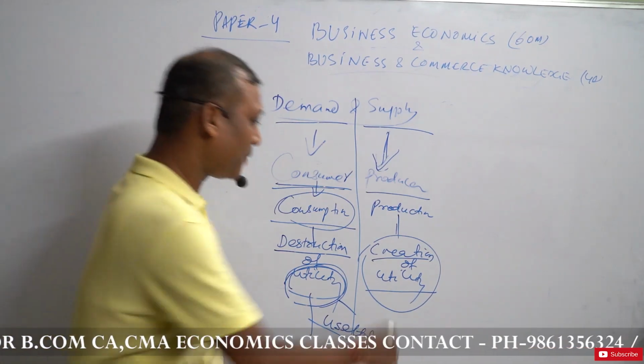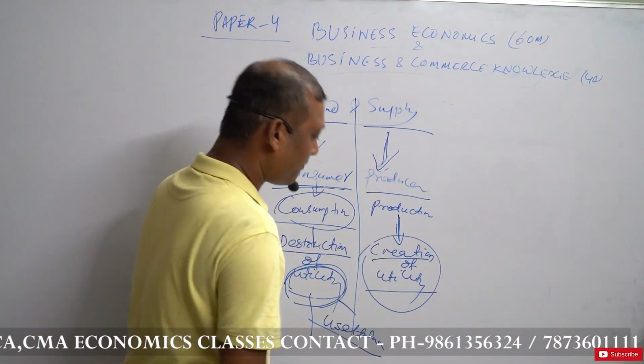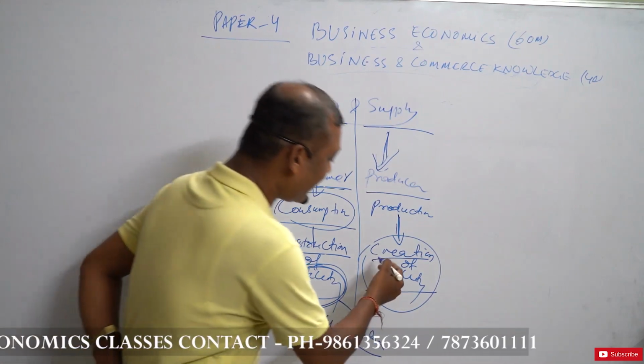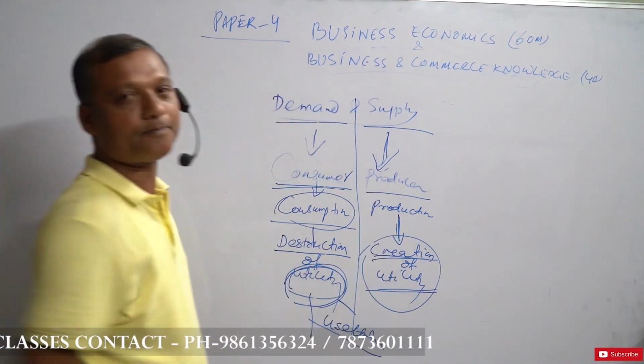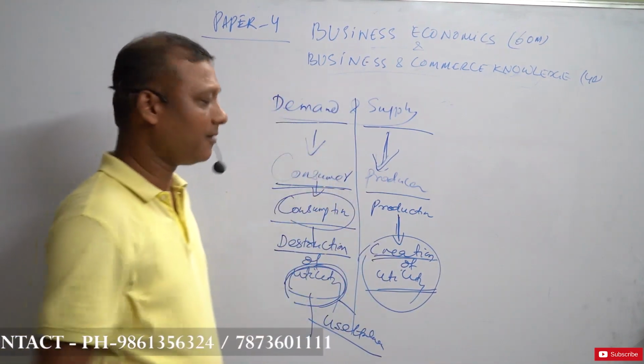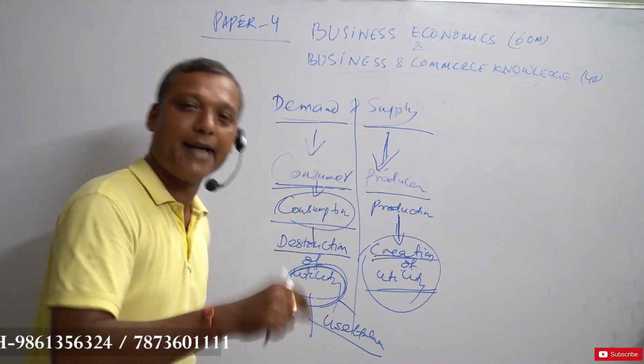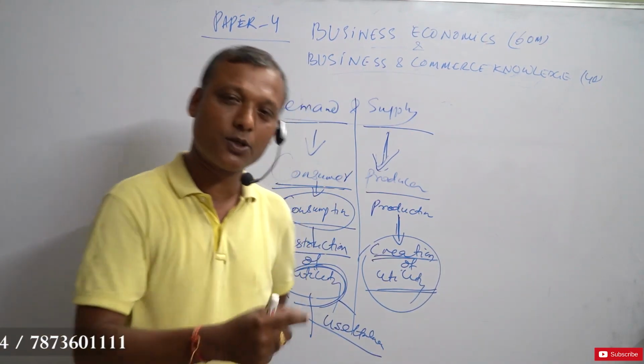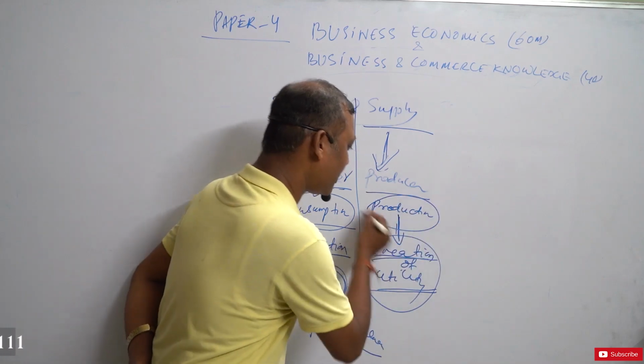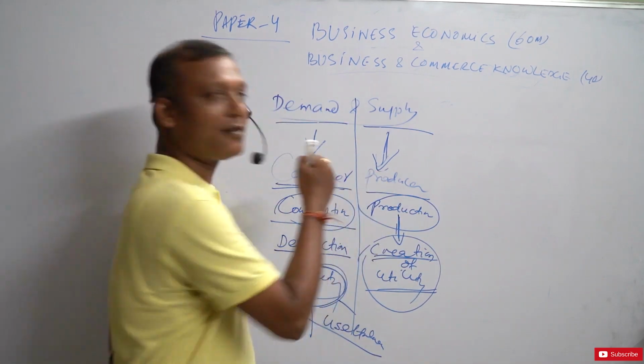That is why production refers to the creation of utility. When you create utility in an item, in an article, in a good, that becomes the center of meaning of production.